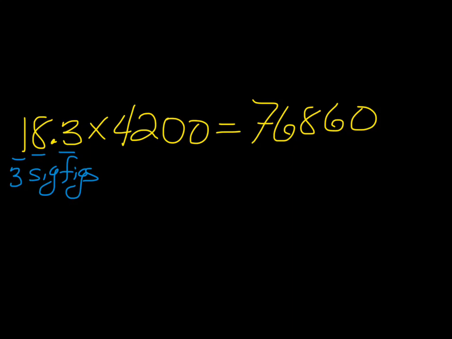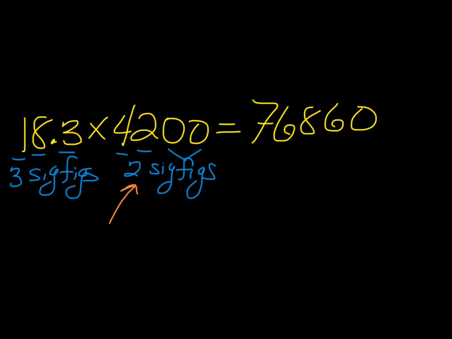For the second number, the 4 and 2 are significant because they're both non-zero digits. The zeros, are they significant? Are they between non-zero digits? No. Are they before or after a decimal? No. So they're not significant. So the second number only has 2 sig figs. So our answer is going to have how many sig figs?